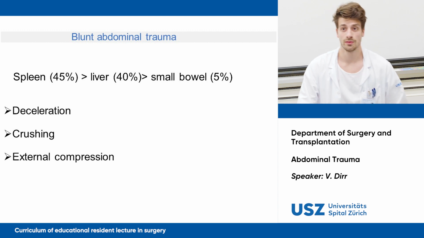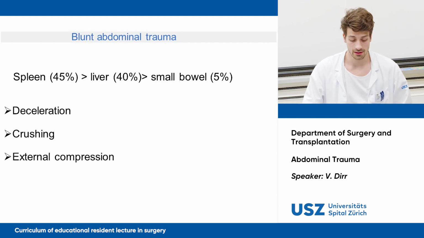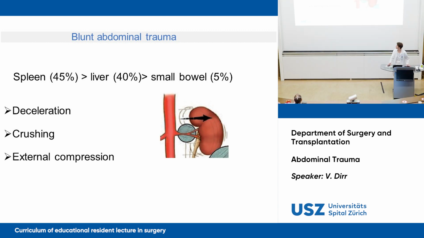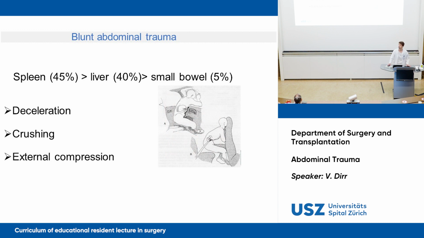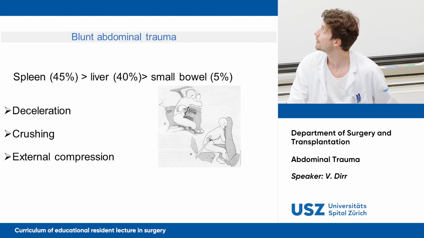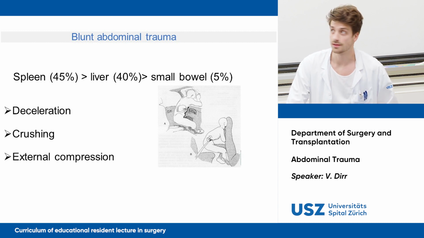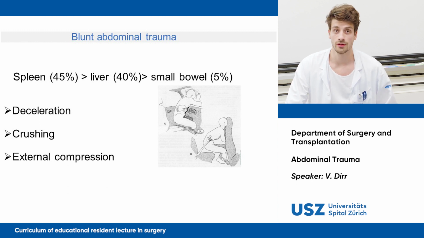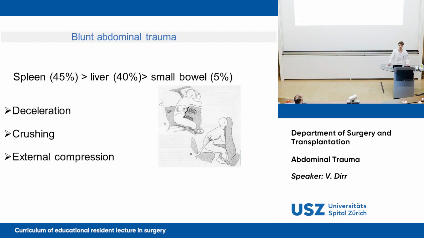For the pathophysiological mechanism behind it, there's a deceleration, which is differential movement between two fixed objects, which tears, finally, in this case, the renal pedicle. A crushing is a crushing towards the abdominal cavity, where an organ might be crushed against something else, for example, the vertebral column, and makes it lacerate. External compression is an increase of intra-abdominal pressure, which damages hollow viscus.